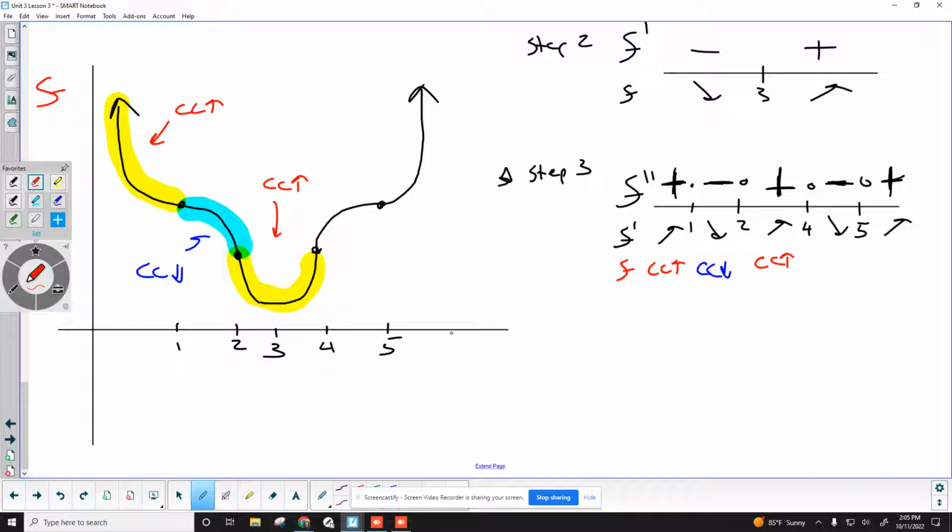I'm concave up. And then we keep going. We're concave down, curving downward. We could see right there, curving downward. And we finish up curving upward.